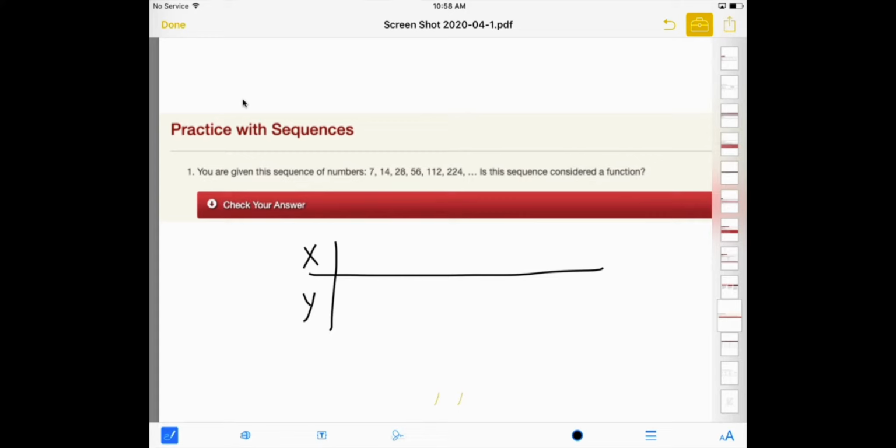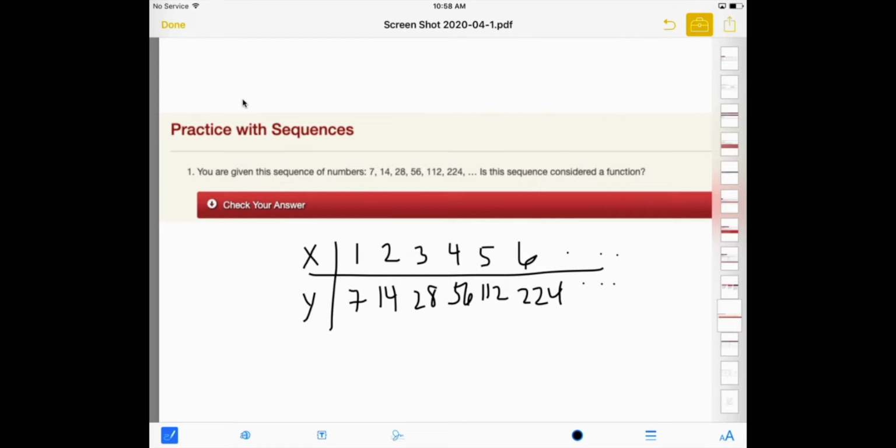So you'll notice here we have a sequence. We have 7, then 14, 28, 56, 112, and 224. What I'm going to suggest that you try to do, anytime you can, is make a table to organize it for yourself. My x values are going to be just the number of the term that it is. So term 1, term 2, term 3, term 4. Term 1 is 7, so I wrote 7 under it. Term 2 is 14, term 3 is 28, and so on and so forth.